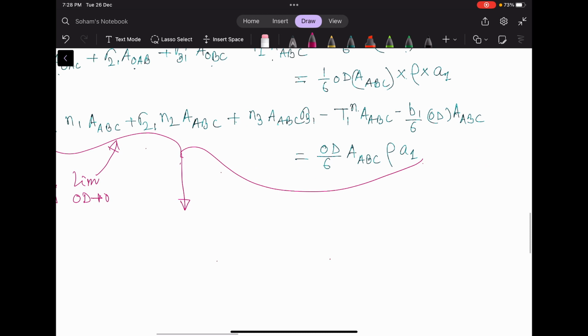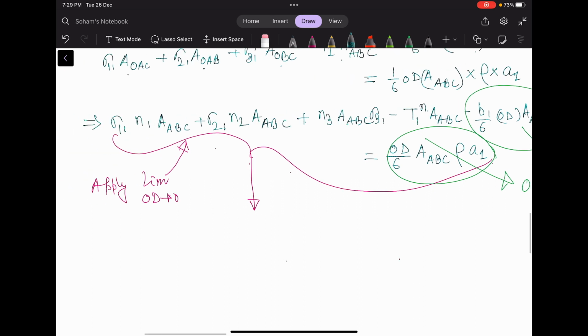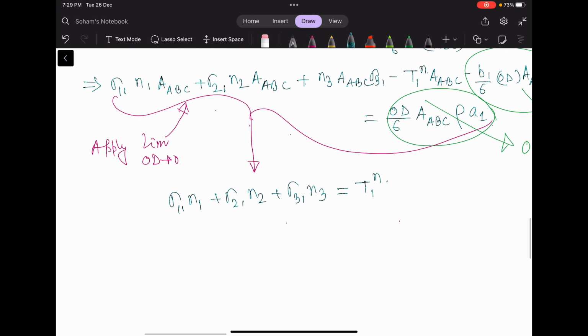So then these terms will go, right, will be neglected, and so we'll be getting this term, that is sigma 31 n3 equal to T1, right? Now we will approach this by Einstein indices notation.